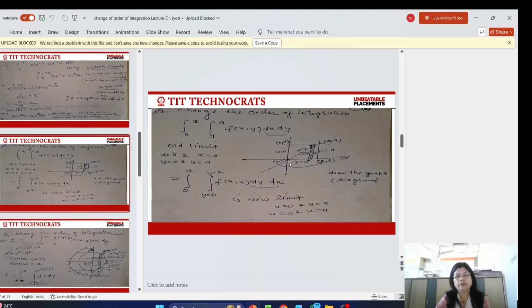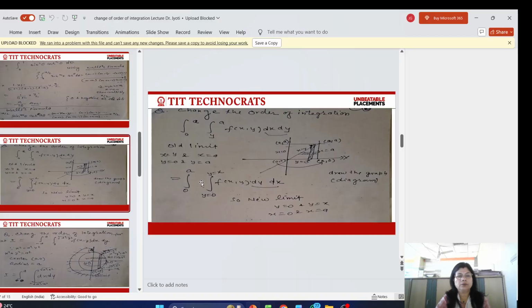So draw a diagram, x-axis and this is y-axis. So here old limit, that is given x is equal to y. So here the strip is parallel to x-axis, that is x is equal to y to x is equal to a, and y is equal to 0 in x-axis. So here origin coordinates is 0 0, and in y-axis coordinates 0 a, here coordinates a a, and here a 0.